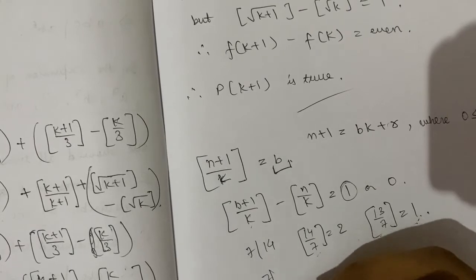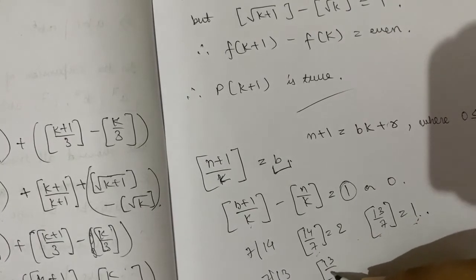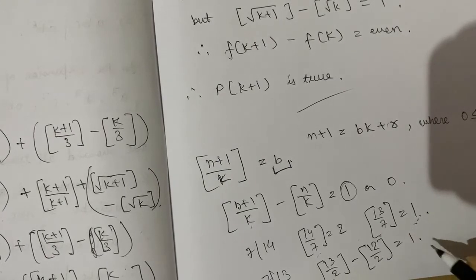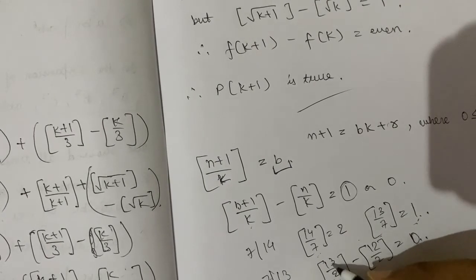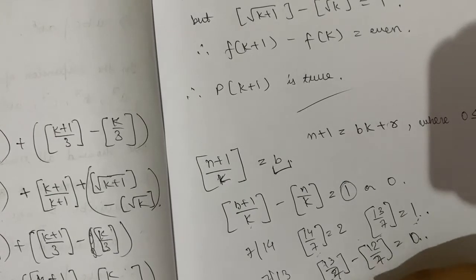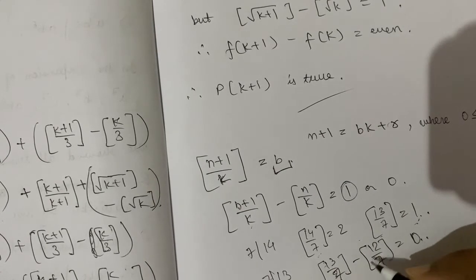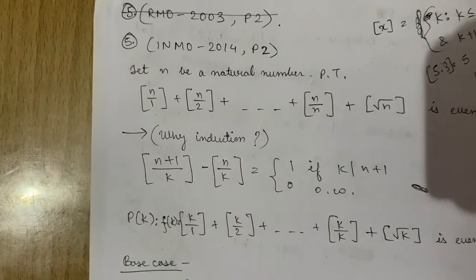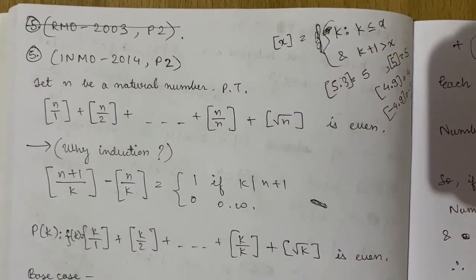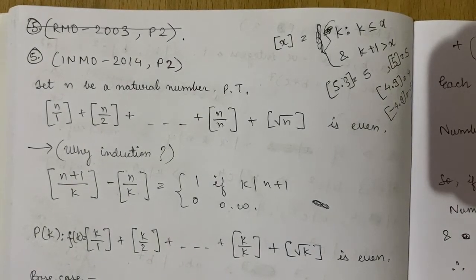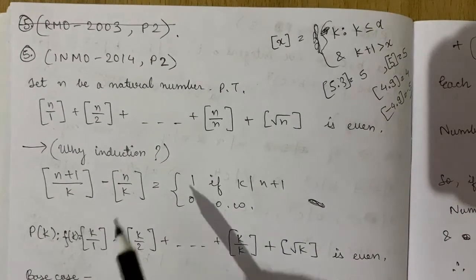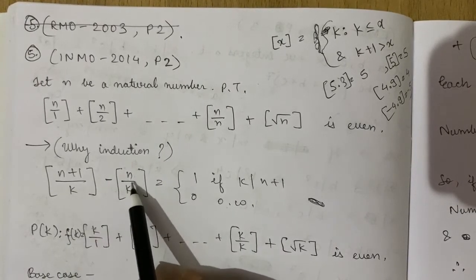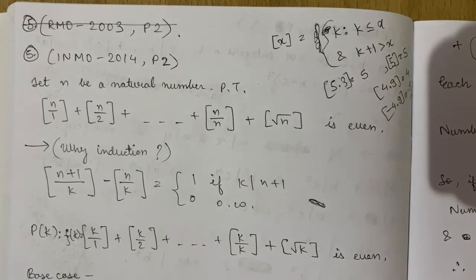Otherwise, because 7 does not divide 13, the quotient would remain the same. For example, 13 by 7 and 12 by 7 both give the same quotient, which is 1. Only the remainder would differ. So this is an interesting observation and a very useful one. So we have established a link between n plus 1, the greatest integer of (n plus 1) by k, and the greatest integer of n by k.